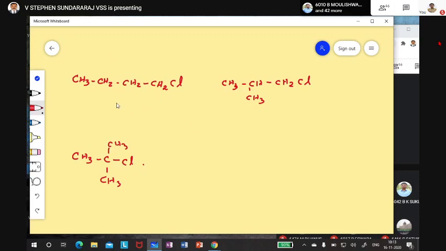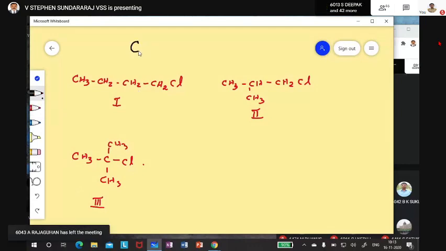Okay, so take this as structure number 1, structure number 2. I mean, they are isomers, not the same structure. Different compounds, they are isomers. All of them have the molecular formula C4H9Cl. All of them have the same molecular formula, therefore the same molar mass. Right? Okay.